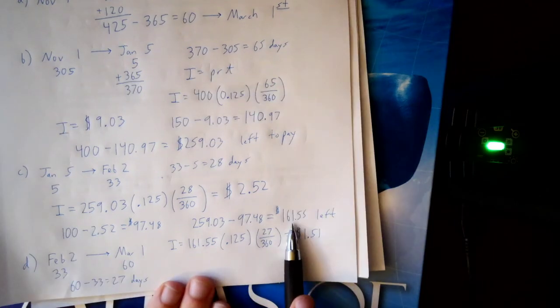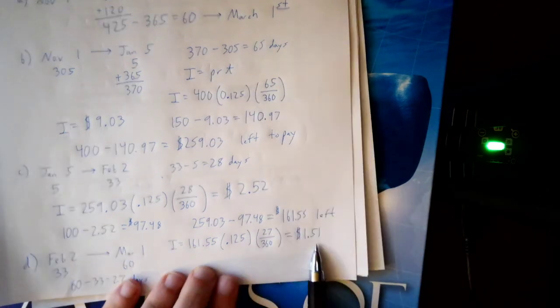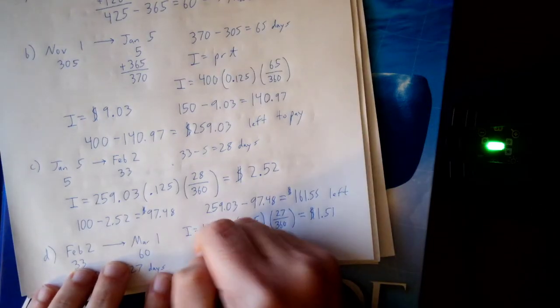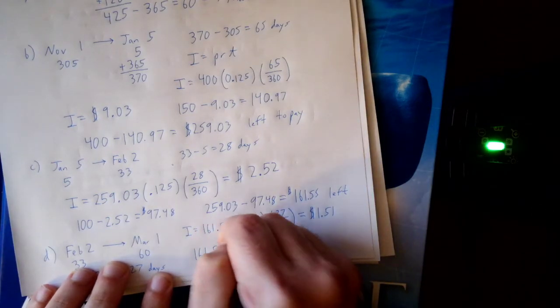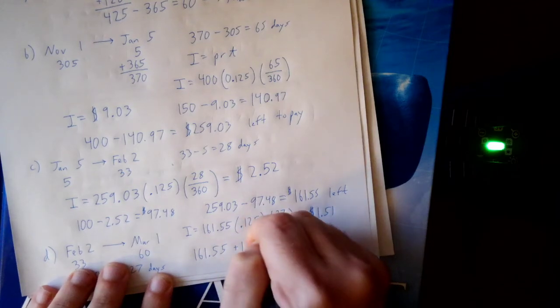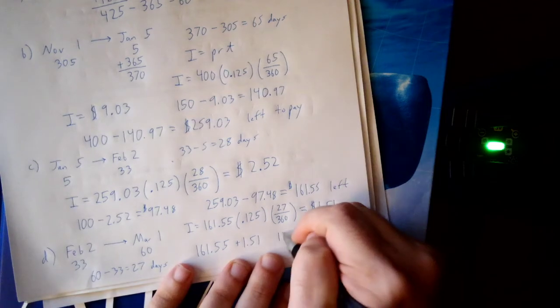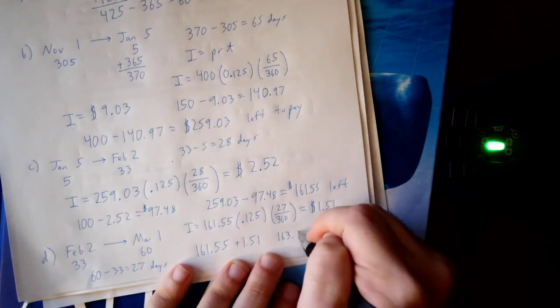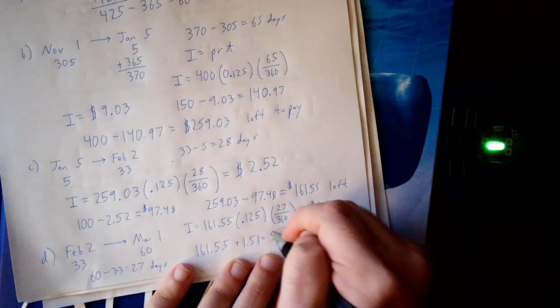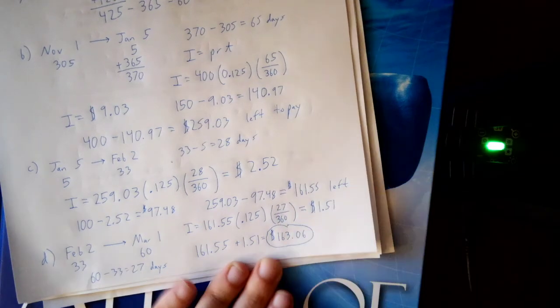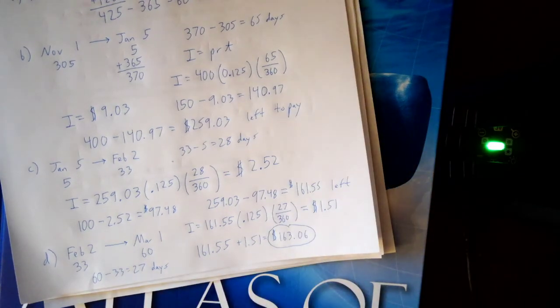Well, if there was $161.55 on the principal and $1.51 on the interest, if I take the principal and add the interest, I get $163.06. So on the final due date, I had to pay $163.06 on the due date.